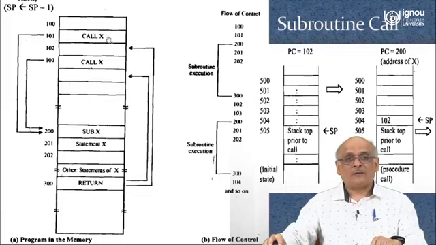Okay. So whenever there is a subroutine call, this is the flow of control. The program starts executing. It went on to 100, then 101. As soon as the 101 instruction is executed, which is a call, what exactly is going to happen?